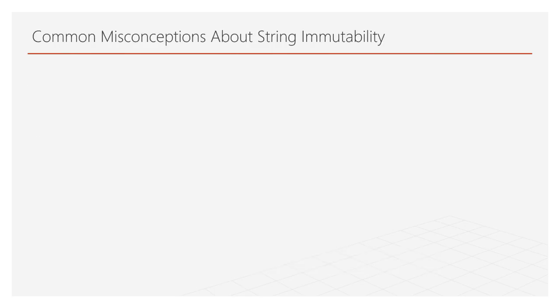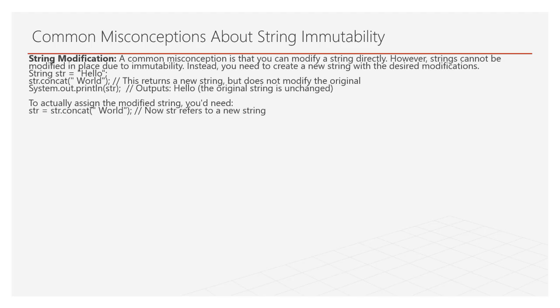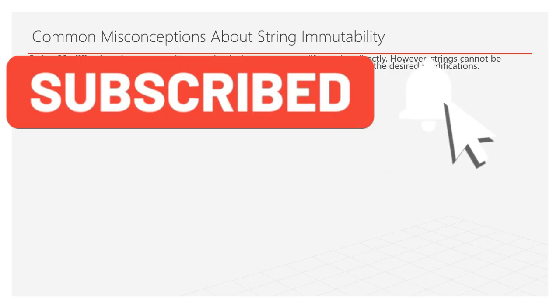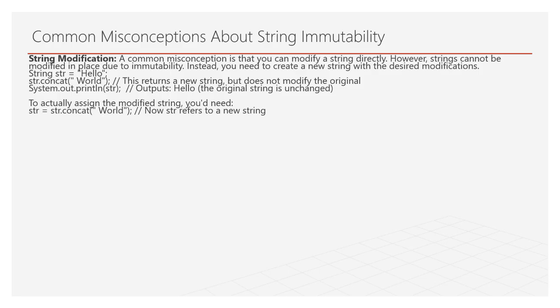Now we'll look into some common misconceptions about string immutability. First, string modification. There is always a misconception that you can modify a string directly. People get confused: earlier I wrote s1 is equal to 100, and later s1 is equal to 200. I modified it, so how can it be immutable? However, a string cannot be modified due to its immutable nature. Instead, you create a new string with the desired modification.